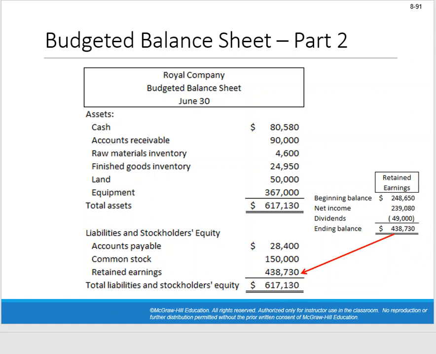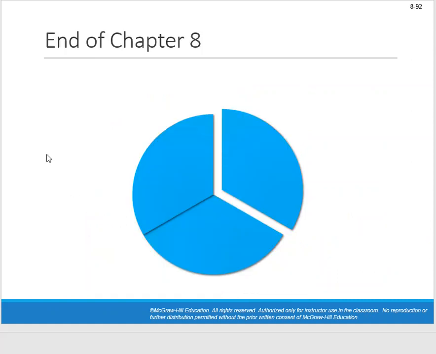Whew, that was a lot of steps in the budgeting process. I hope you were able to stay with me through it all. Please do refer back to these slides. This problem is a great example of how to get through all the different budget schedules and might be useful for you as you do your homework and your budget spreadsheet assignment. Let me know if you guys have any questions. You know where to find me.